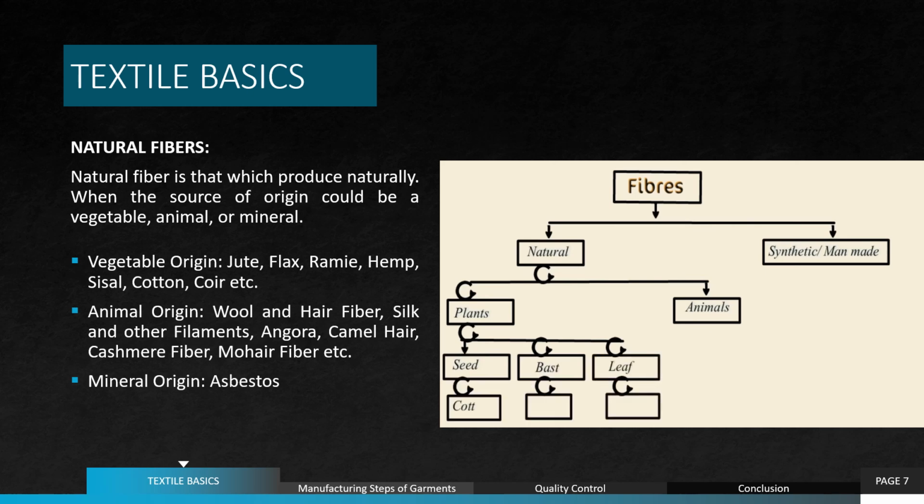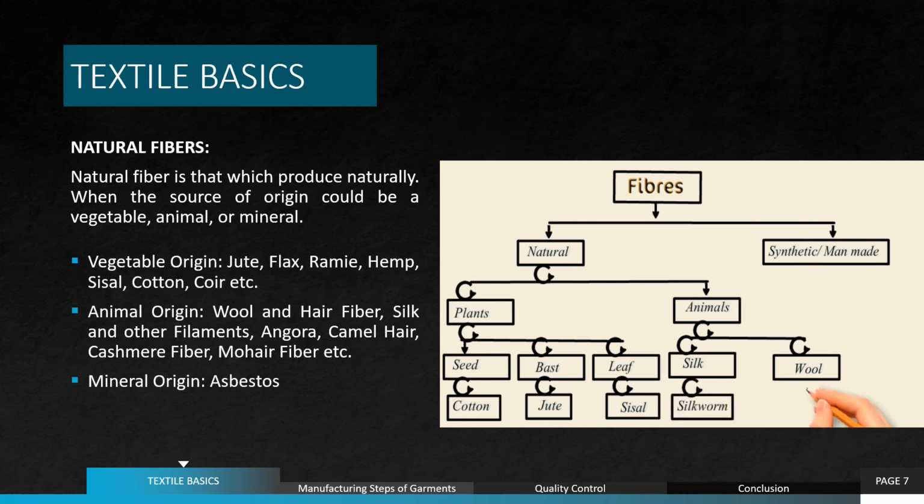For example, cotton is obtained from seed of a plant. Jute is obtained from bast of a plant, and sisal is obtained from leaf of a plant. From animals, we get silk and wool. Silk is produced by silkworm, and wool can be obtained from the fleeces of sheep, goat, rabbit, camel, etc. These are the types of natural fibers.